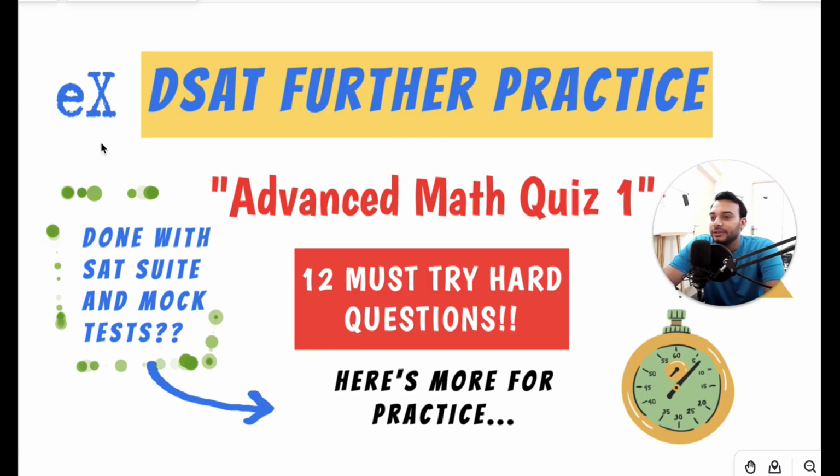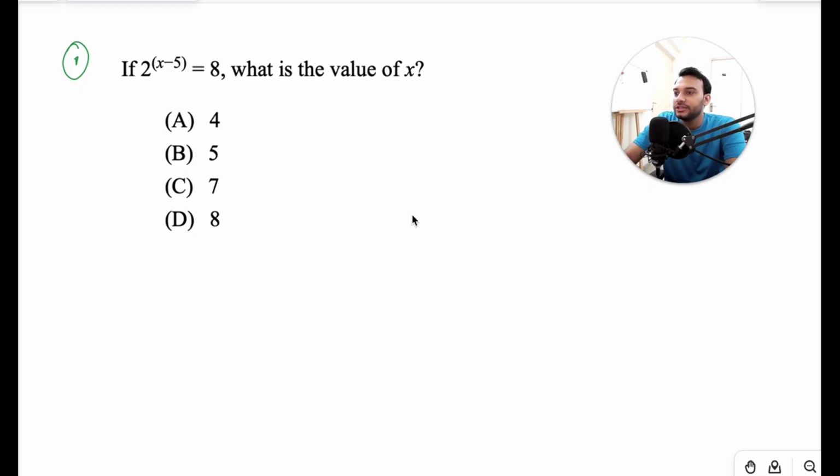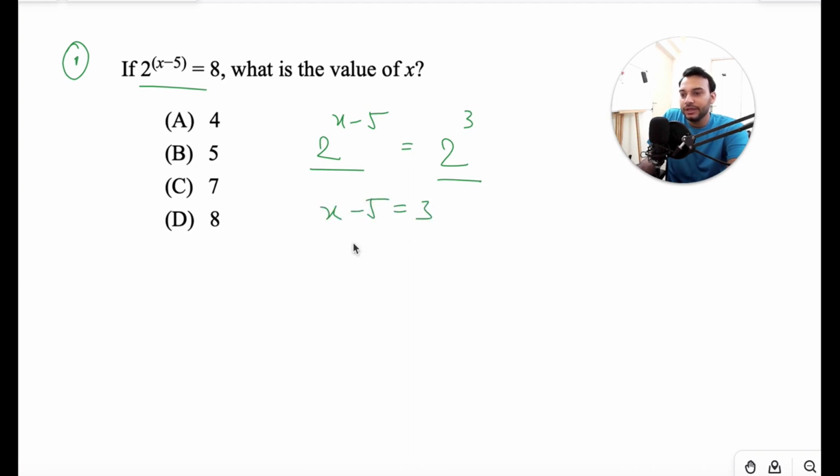Okay, so let's begin. Question number 1: 2 raised to the power of x minus 5 is equal to 8. What is the value of x? This is a simple exponential equation. 2 raised to the power x minus 5 is equal to 8, that is 2 raised to the power 3. Since the bases are equal, the powers would also be equal. x minus 5 is equal to 3 and x is equal to 8. Option D is the correct one. This was an easy difficulty question.